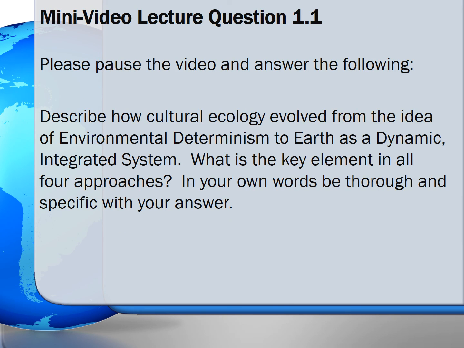Please pause the video and answer the following. Describe how cultural ecology evolved from the idea of environmental determinism to Earth as a dynamic integrated system. What is the key element in all four approaches? In your own words and using the text as a guide, be thorough and specific in your answer.